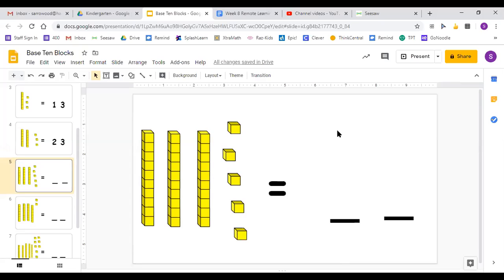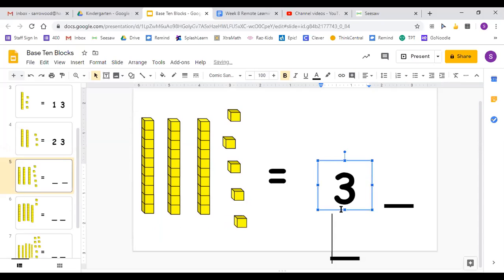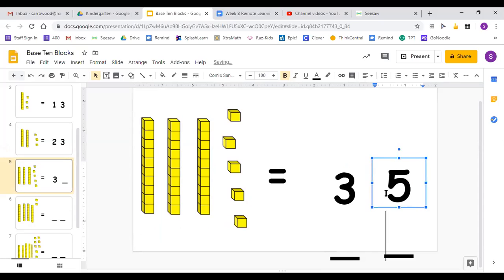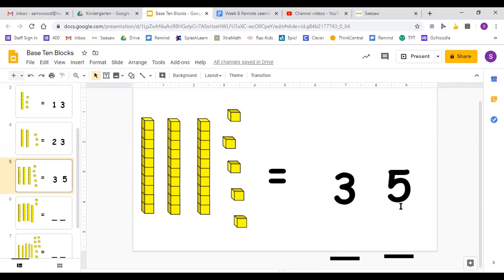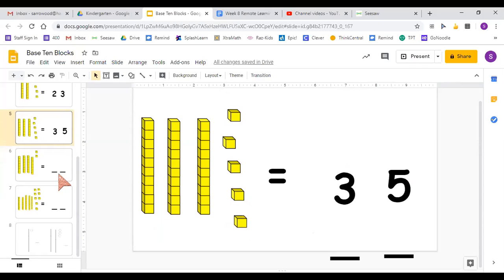Let's try another one. Again, we have to count by those tens. 10, 20, 30, 31, 32, 33, 34, 35. So I'm going to write a 3 and a 5. Now let's take a look at our numbers again. How many ones do we have? 5. So there's our ones place. How many tens do we have? 3. Good.